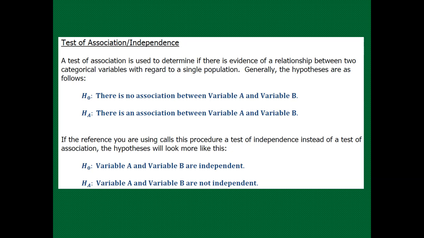The null would be that there's no association between the variables, the alternative is that there's some kind of association between the variables. If the reference that you're using calls this sort of test a test of independence rather than a test of association, the hypotheses would be phrased more like they are on the bottom of the screen, where the null would be that the variables are independent of each other and the alternative would be that they're not.